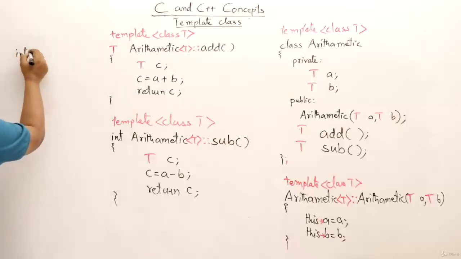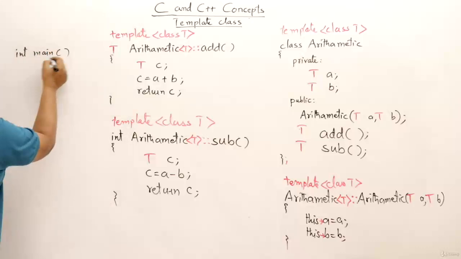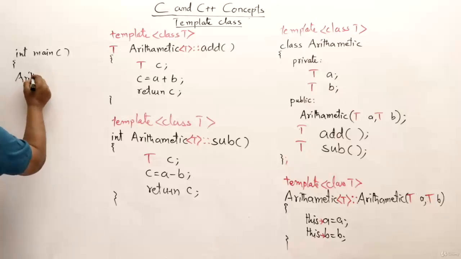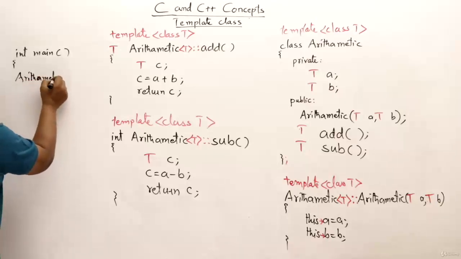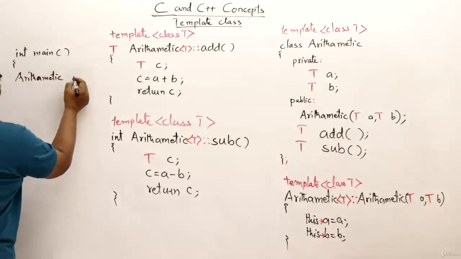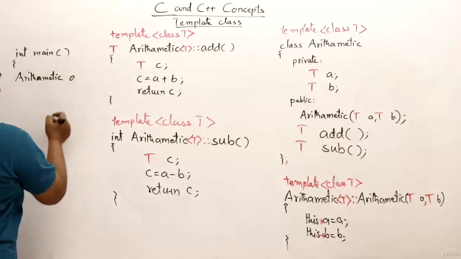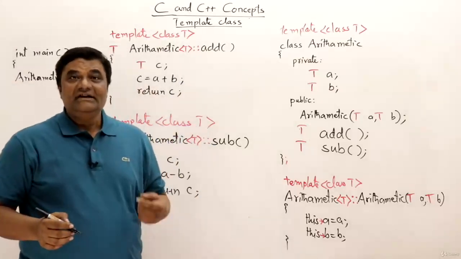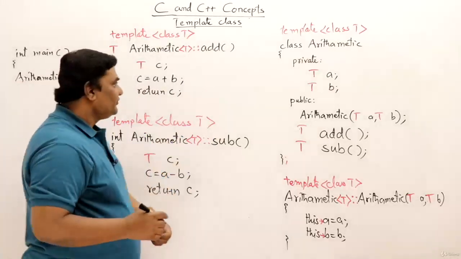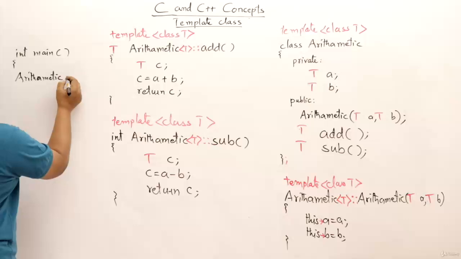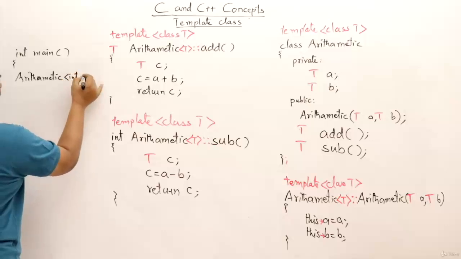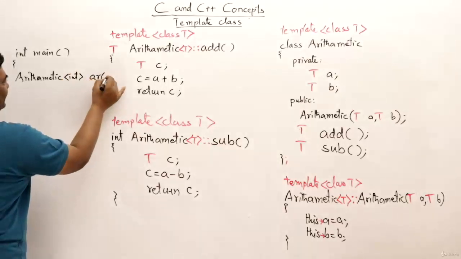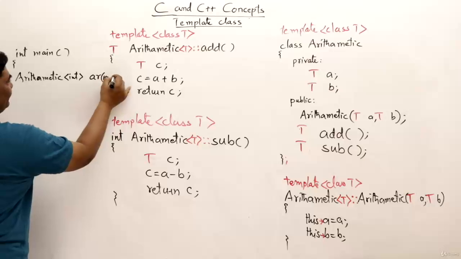So here int main function. Now for the main function, I am creating an object of arithmetic. I will create an object named A. Now arithmetic is a template. So which type of data members you want? Integer, float, double, which one? So here along with the class name, I should write down the data type, int. So now this object I will call it as AR and I will pass the values 10, 5.